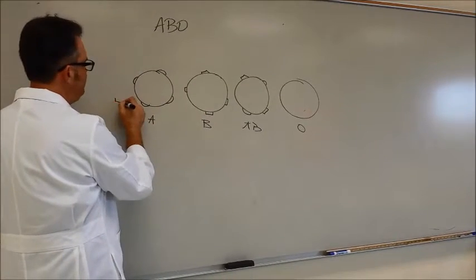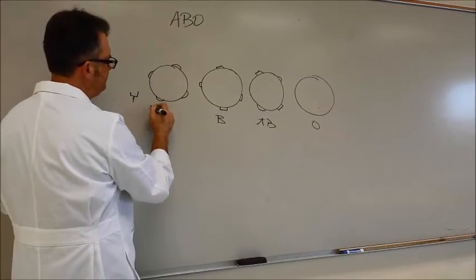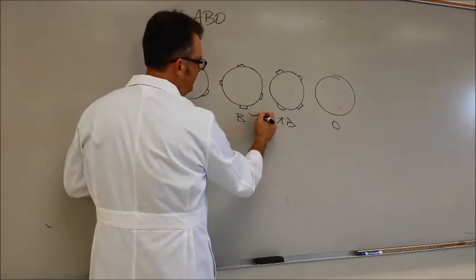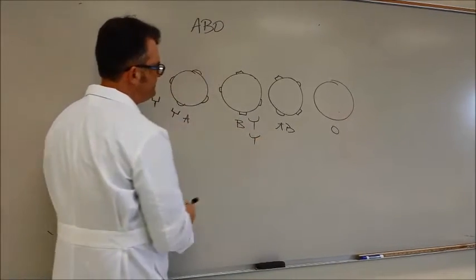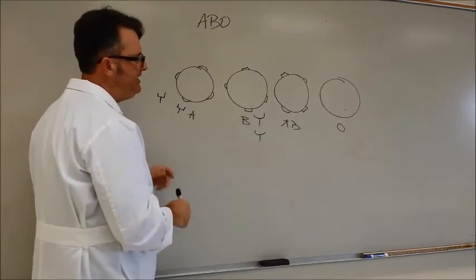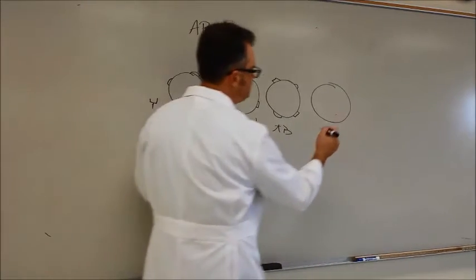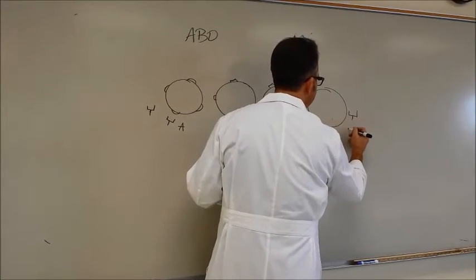Type A blood has anti-B antibodies. Type B has anti-A antibodies. Type AB doesn't have any antibodies, and type O has both. Like this.